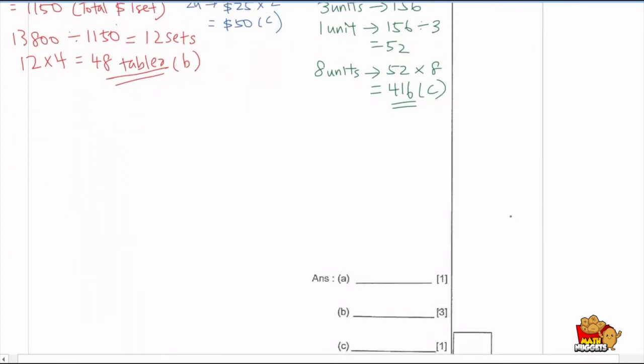So part A is $175. Part B is 48. And part C is 416.